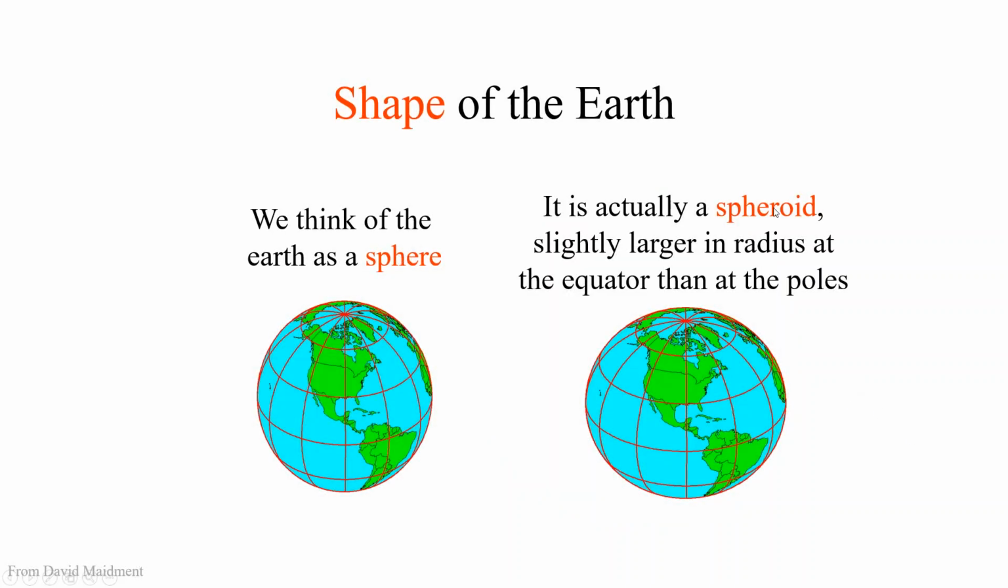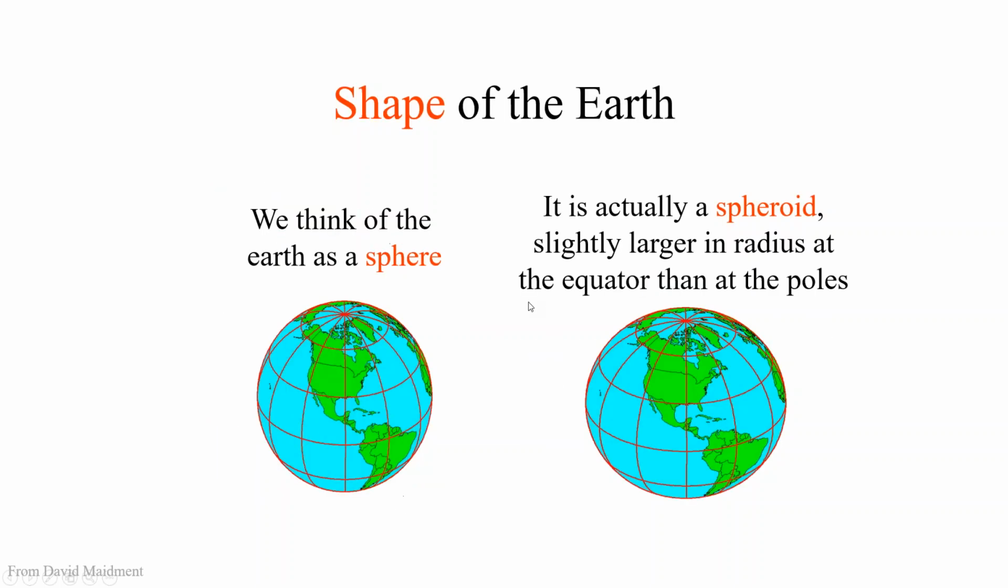We think of the Earth as a sphere. It's actually a spheroid, which means it's slightly larger in radius at the equator than the poles. It's sort of bulging out a little bit, and that's due to it rotating. The rotation causes a centrifugal effect on the water and moving parts of the Earth, and we've got magma and plate tectonics. The Earth is a malleable blob, and it expands out because of its rotation.